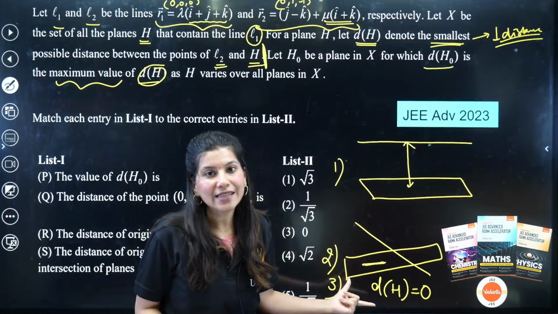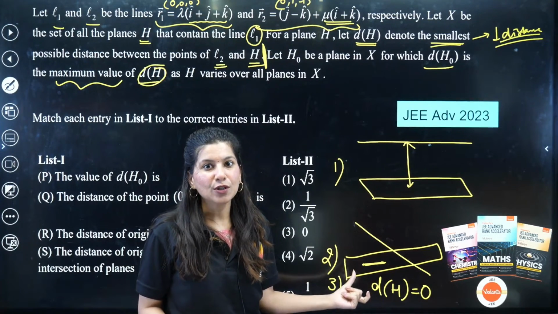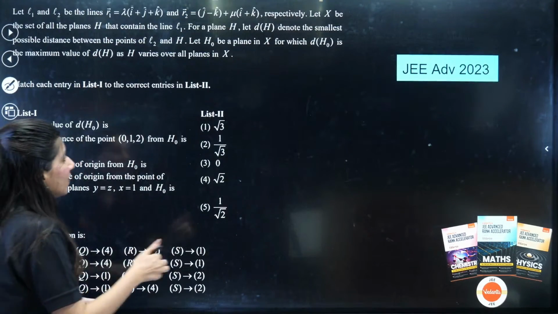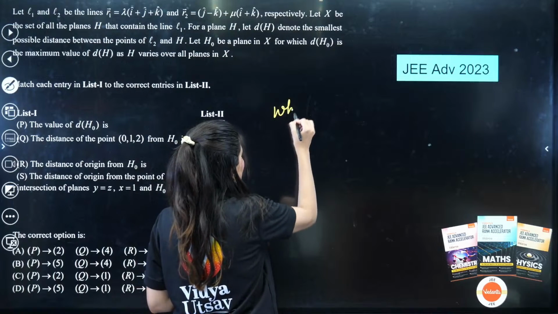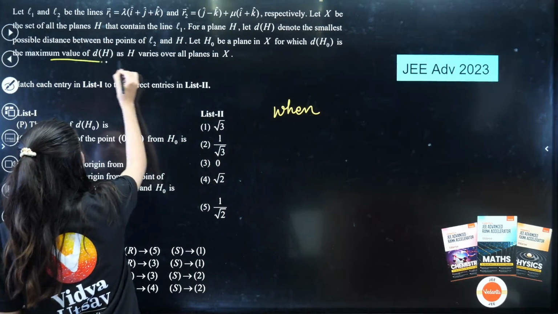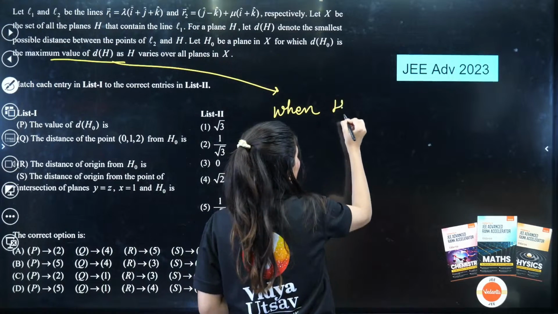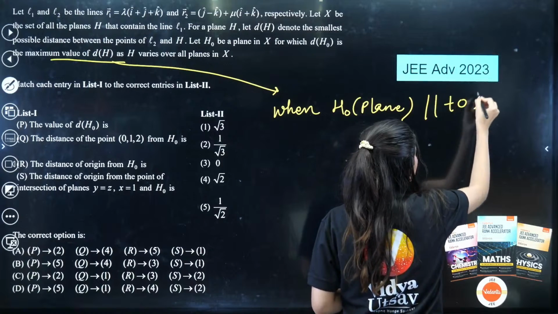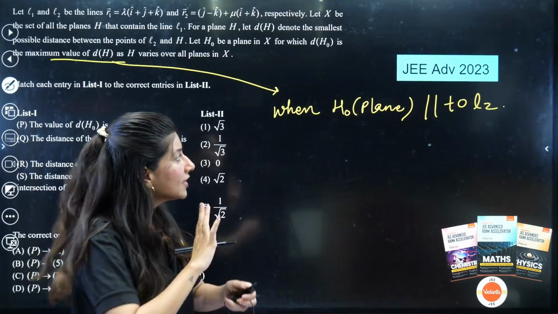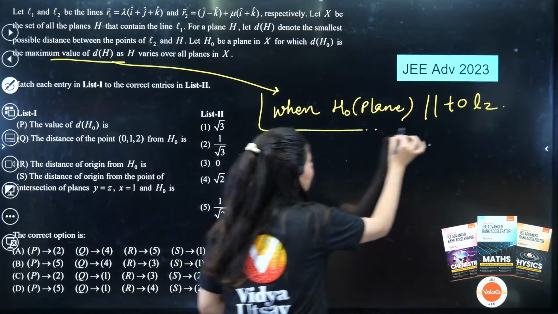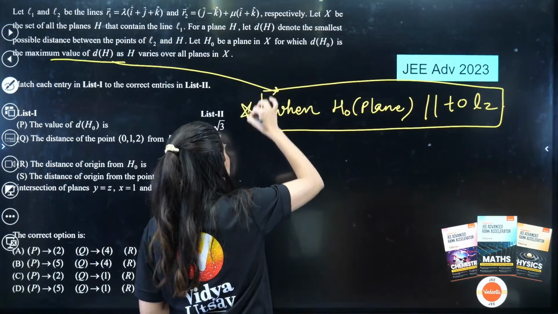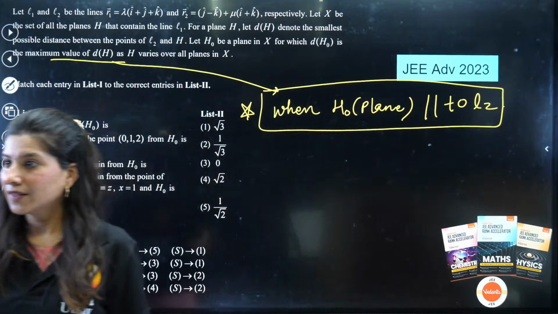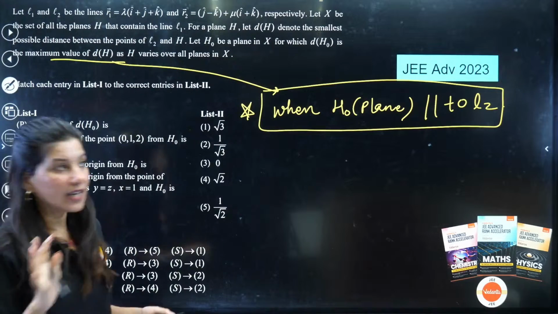In these two cases, you can clearly see that distance is 0. So the maximum possible distance is possible only when your H0 plane becomes parallel to line L2. Yes. Now this is it. If you understood this fact, if you have decoded this, then this question is a cakewalk for you, my dear student. Are you getting my point?